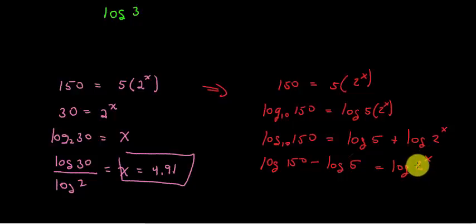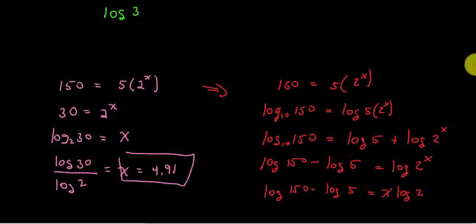And let's see here. So from this point, even though this isn't log base 2, I can't just write it as x. Here's what I can do. I can use my power rule, right? And I can just bring this x down in front. And I can say that this is log base 10 of 150 minus log base 10 of 5 is equal to x times log base 10 of 2.